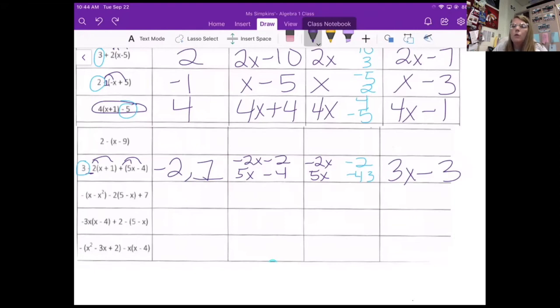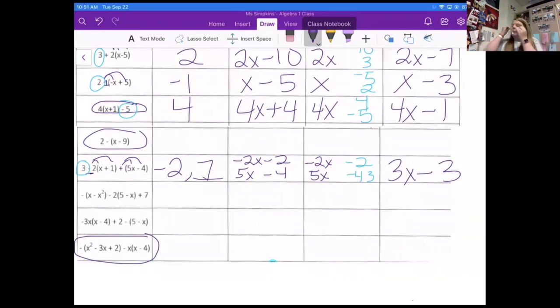Okay, so I'm going to give you guys 7 minutes, 6 minutes. Maybe 7. I want you to do this top one that says 2 minus x minus 9, and then the very last problem that starts with a negative and then has an x squared in parentheses. So that one that we skipped to minus x minus 9, and then the very last problem. I'm going to give you about 6 or 7 minutes to do that.